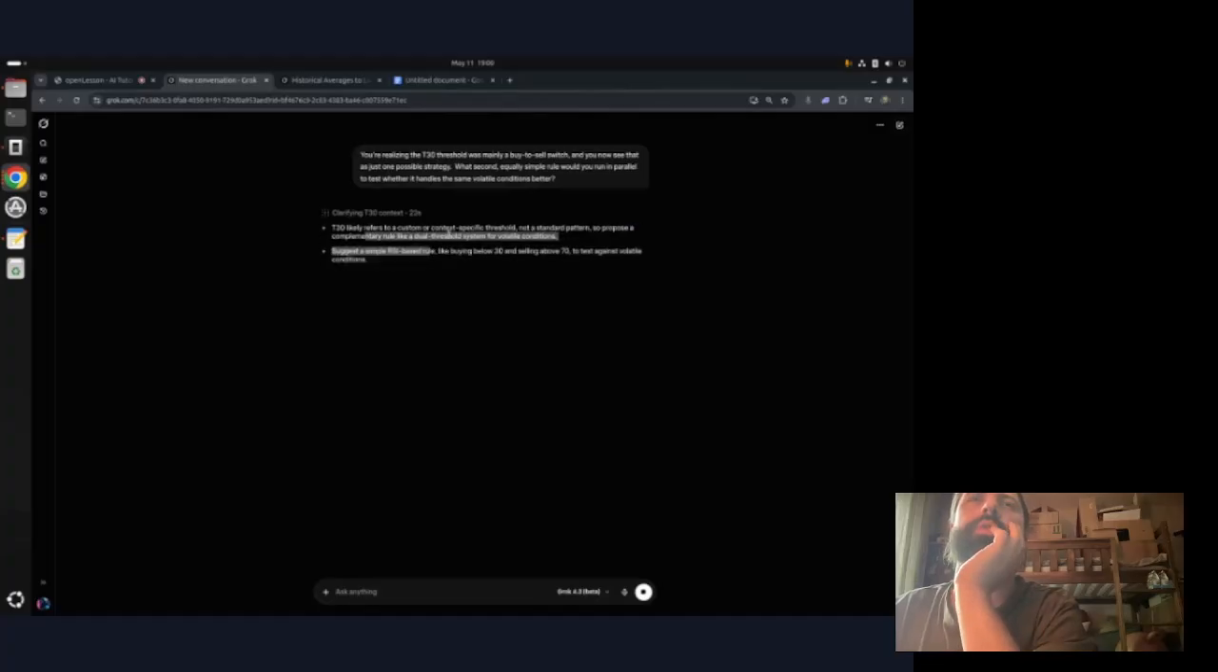Yeah, that probably won't. It's a custom context-specific threshold, not a standard process. Dual threshold system for volatile conditions. Okay. Ah, okay. So just a simple RSI-based rule. Okay, so there are things like that.